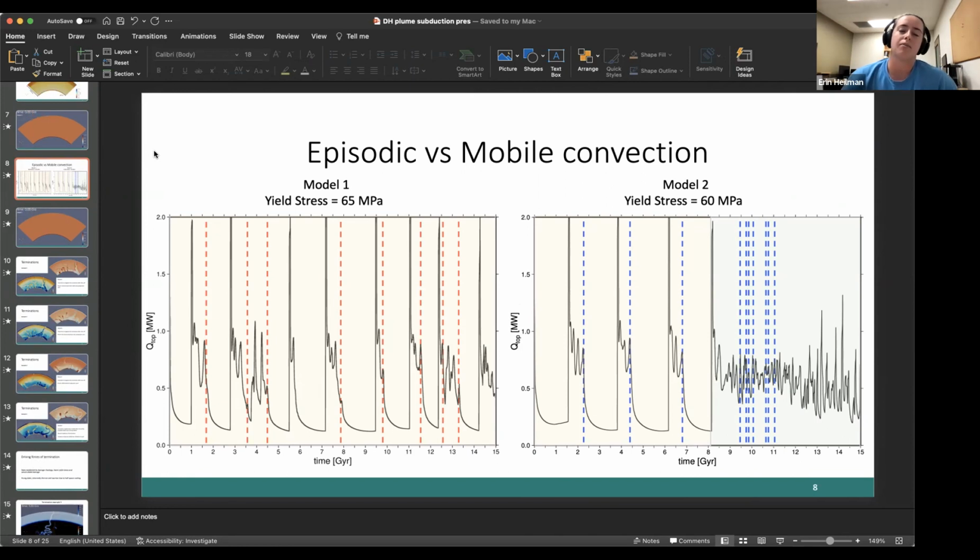Yeah, so essentially our models sit on the edge of this transition from episodic to mobile convection. This has been modeled by a bunch of different people, like Berkovici and Tackley, who do other mantle convection modeling, who have mapped out this parameter space where you get a transition between these convection regimes. Between adding the damage to our models and then changing the yield stress even a little bit, our models are right on the edge. So just reducing the yield stress even a little bit flipped it over into the mobile convection regime.